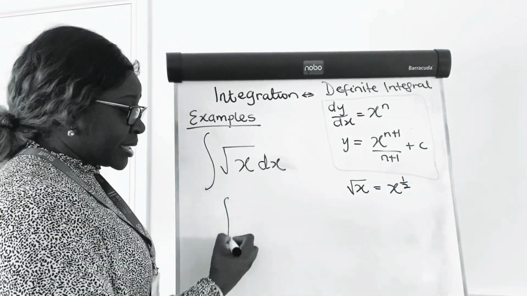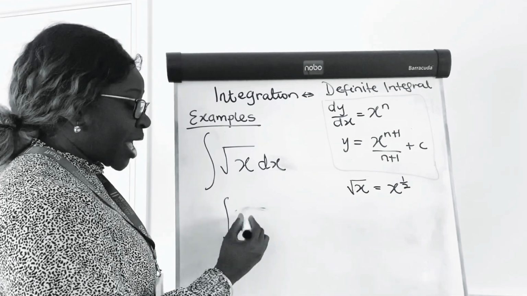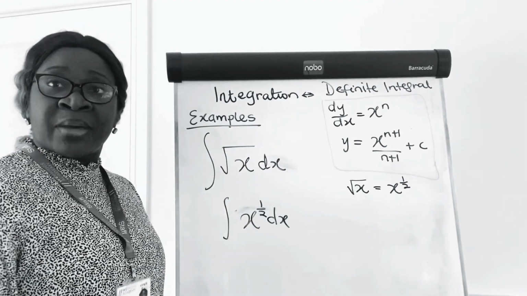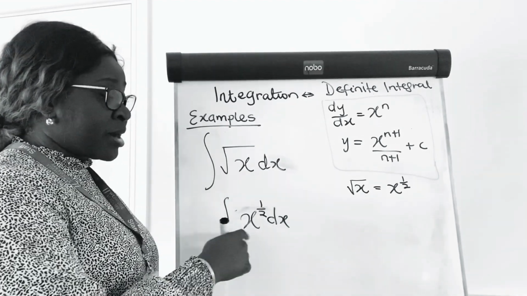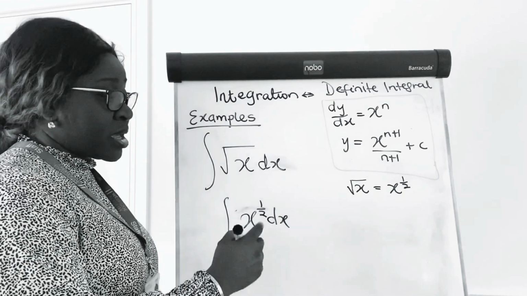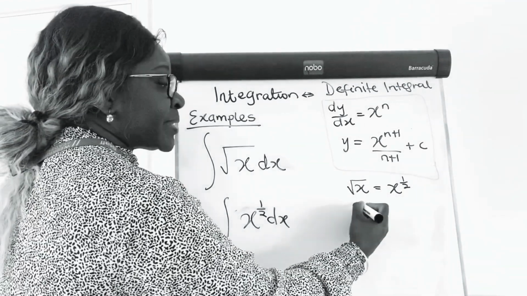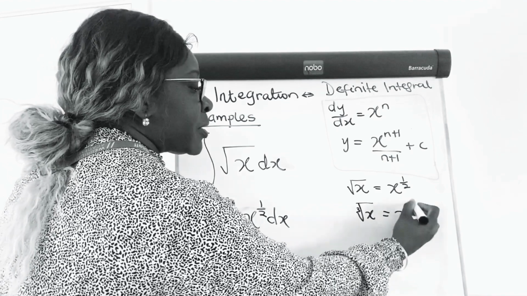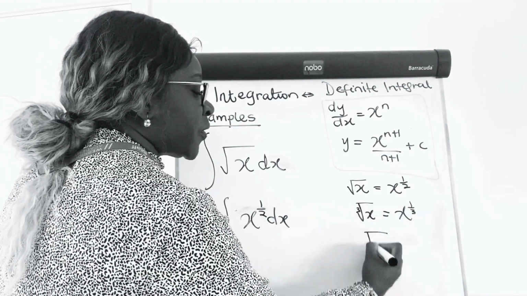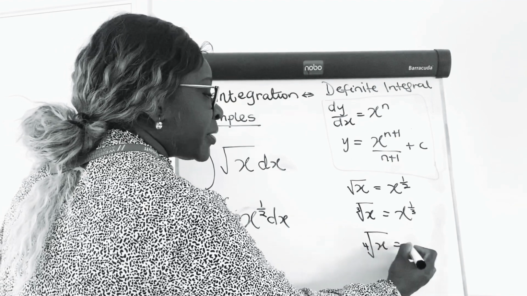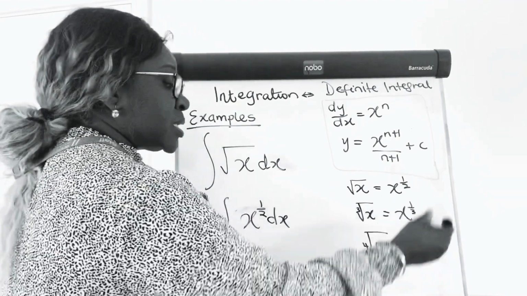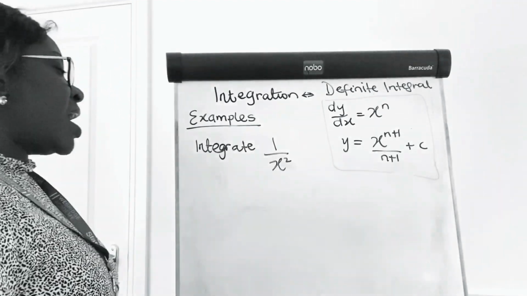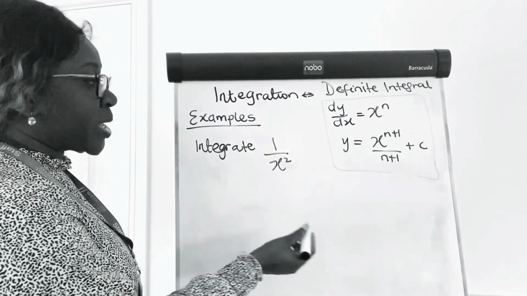If we rewrite this as x to the power of a half, then that is the previous problem, the problem that we just solved, which gave x to the power of 3 halves over 3 halves plus c. You have to remember that at all times. If you have the cube root, that's going to be x to the power of a third. If you have the fourth root, that would be x to the power of 1/4, and so on and so forth. Now here's one with a fraction, and it says integrate 1 over x squared.